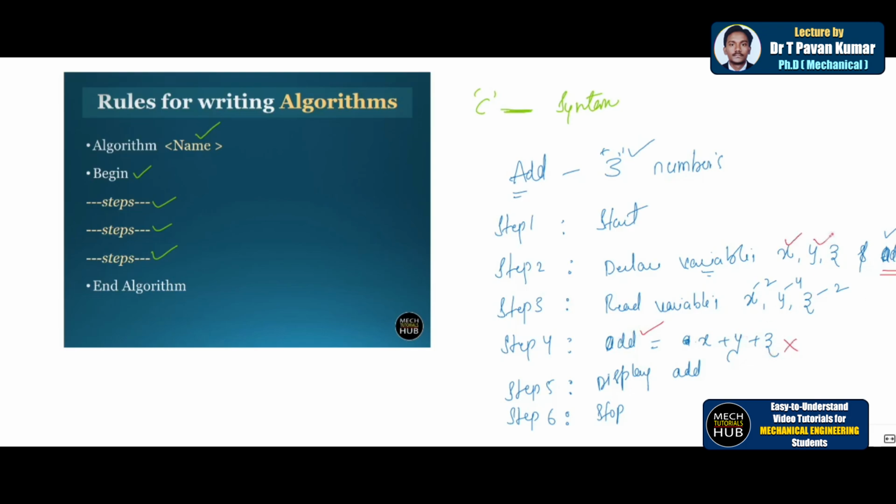Similarly, XYZ has to be declared. If it is XYZ here and ABC here, this will not work out. The same thing has to be reciprocated here. So this is a simple language indication. Similarly, whatever variable you have indicated, that has to be displayed.